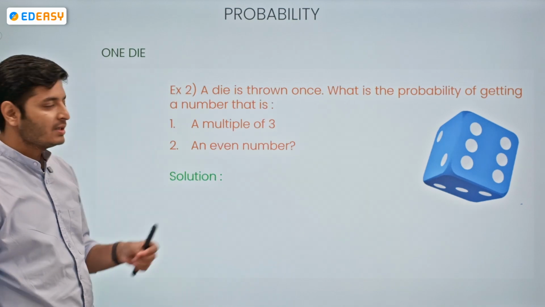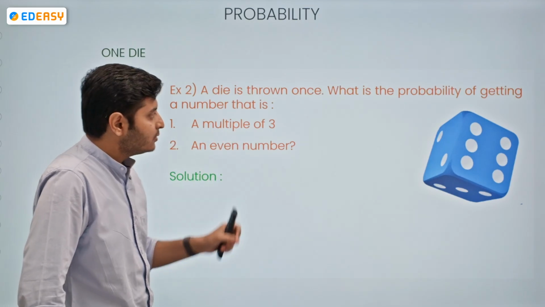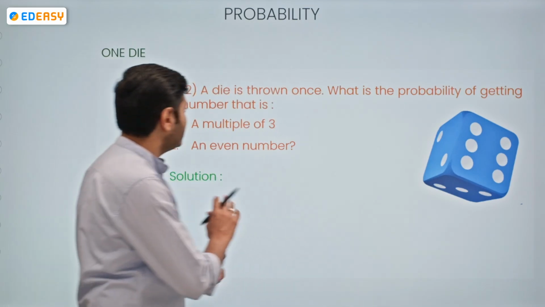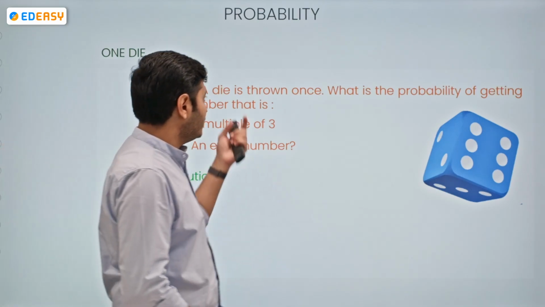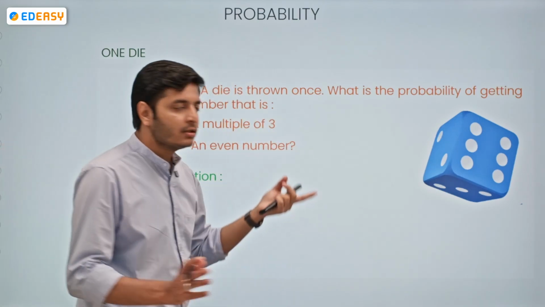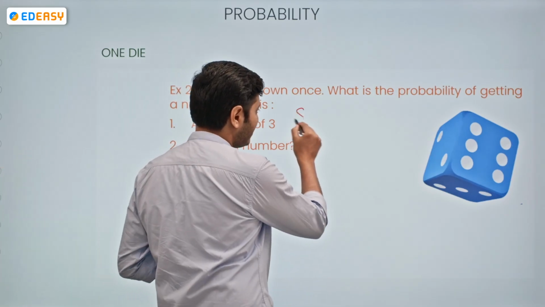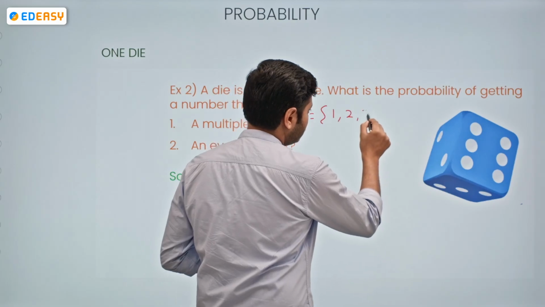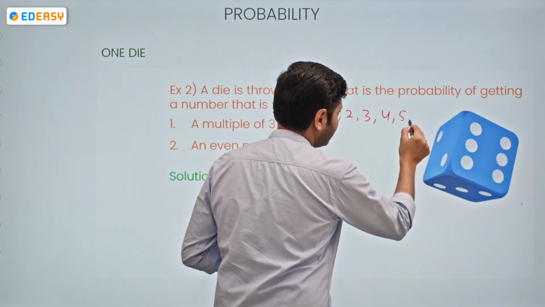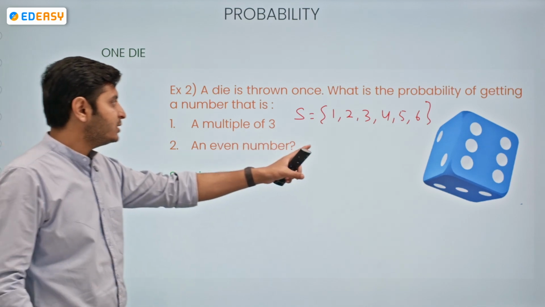Now, second problem based on rolling of a die. A die is thrown once. What is the probability of getting a number that is a multiple of 3? Again, if we are throwing a die once, the sample space will not change. So should we write the sample space here? I'm going to use this space. Sample space is 1, 2, 3, 4, 5, 6. Now, this is our sample space.